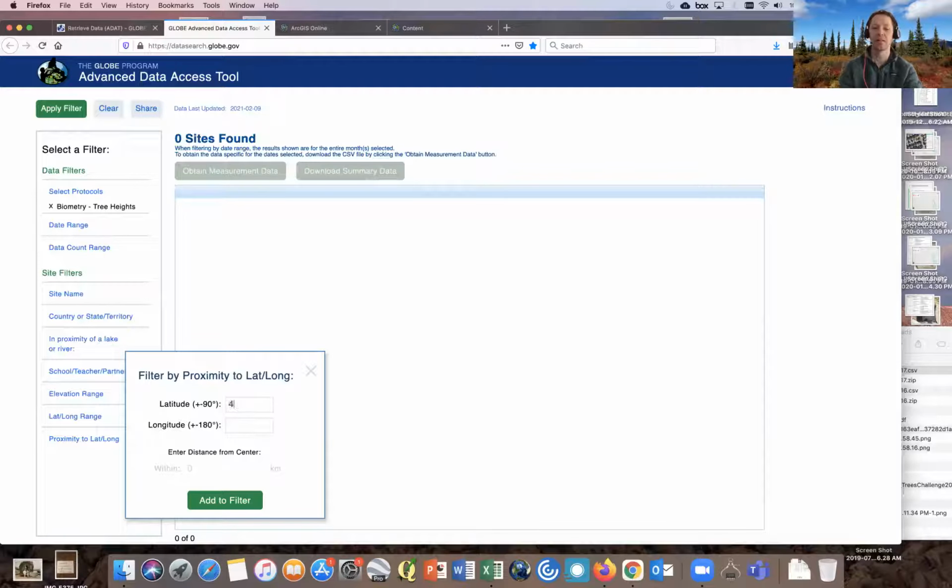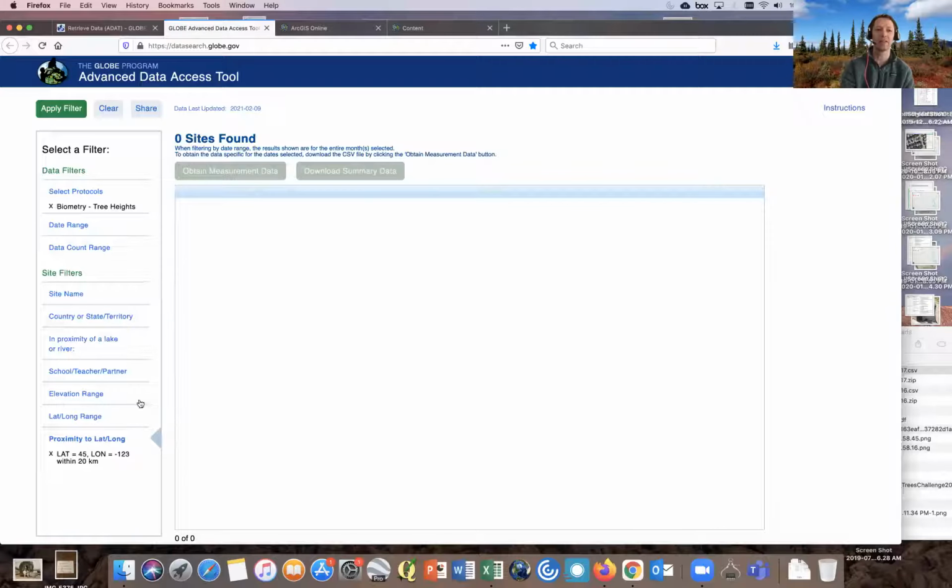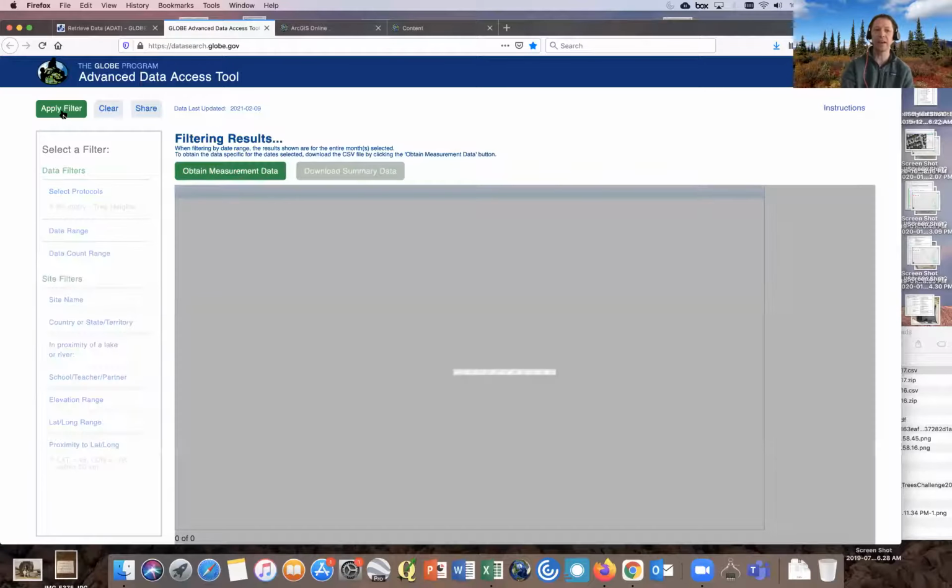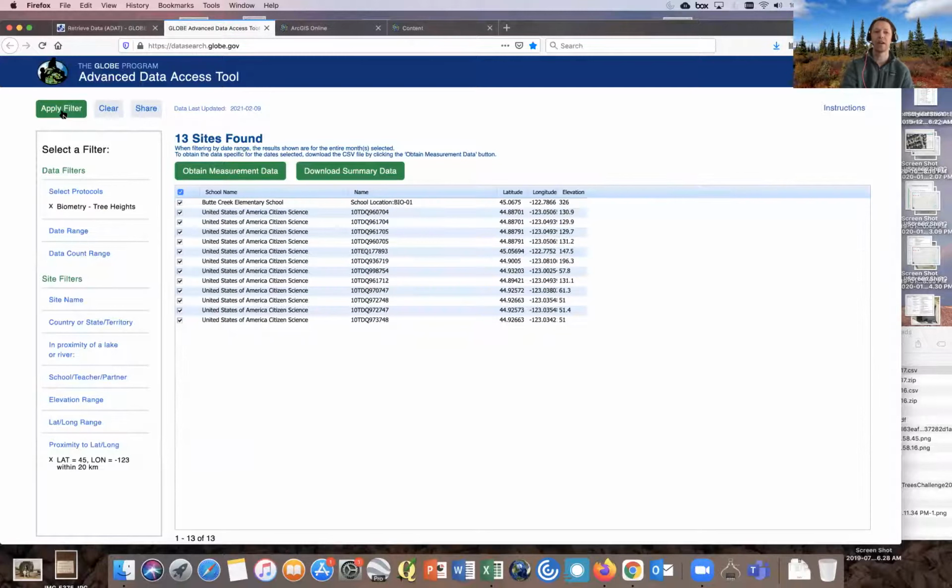So where I'm located is at 45 degrees north and minus 123. And I'm just using whole numbers because where I'm located is pretty close to where those two lines cross. And I'm going to just look at any trees that are around 20 kilometers from this location. So I'm going to add that filter. And then I'm just going to filter out. And I notice here that there's 13 sites.